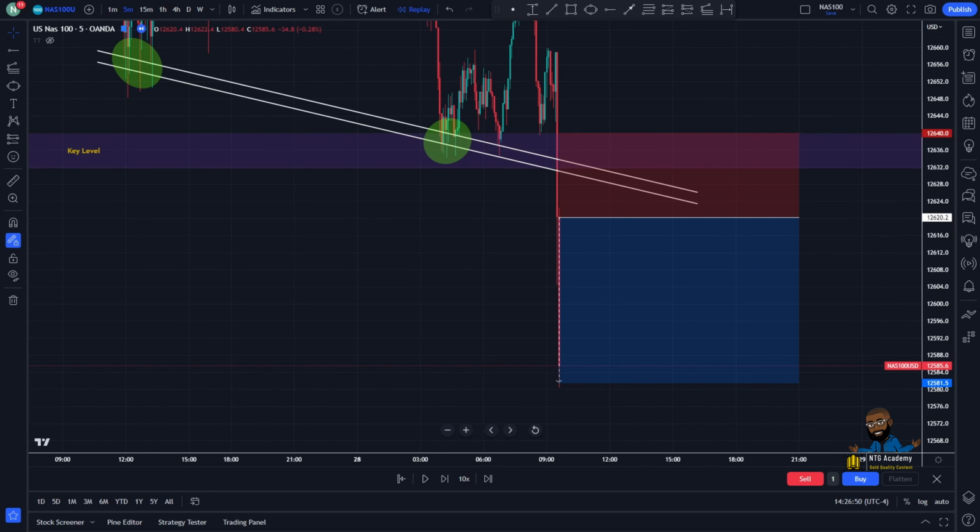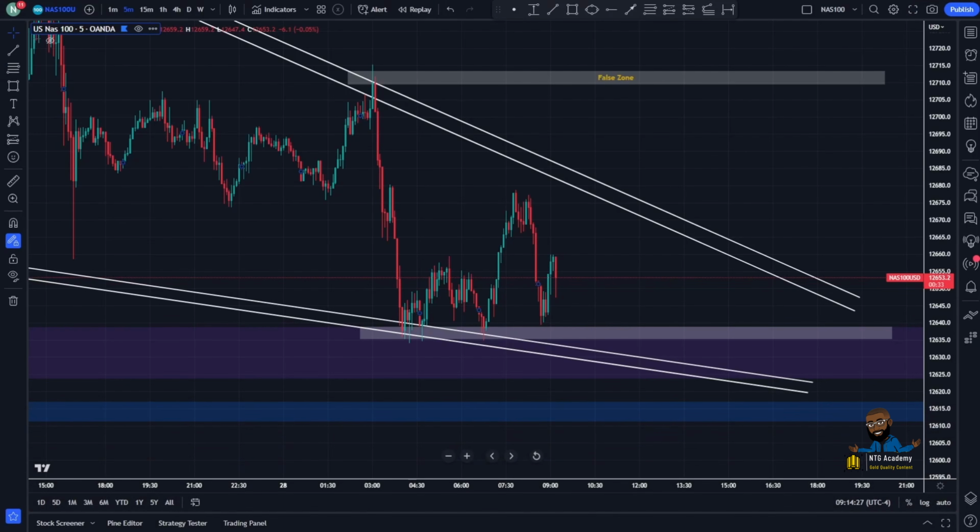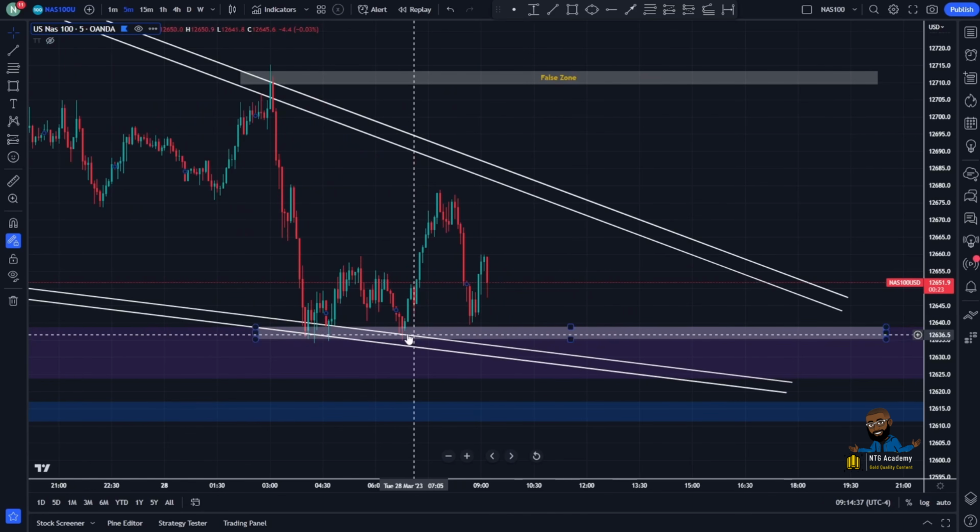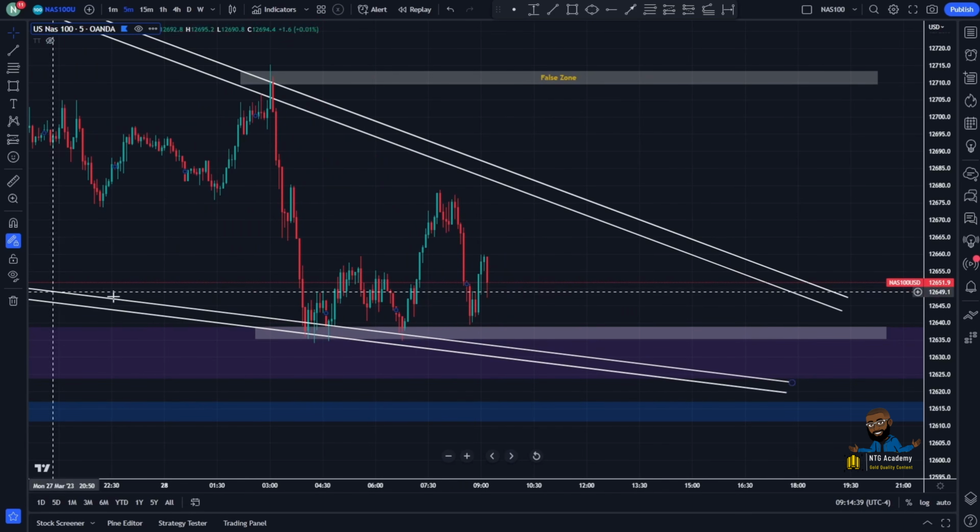Okay, so that was the overall breakdown for this trade. So now let's go ahead and go to the live trade from yesterday. All right, so here we are on the live trade. Now you guys can see here that this is the same pattern, I had my key level there, and I also have another support area.